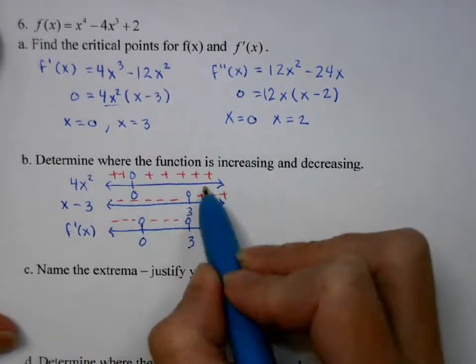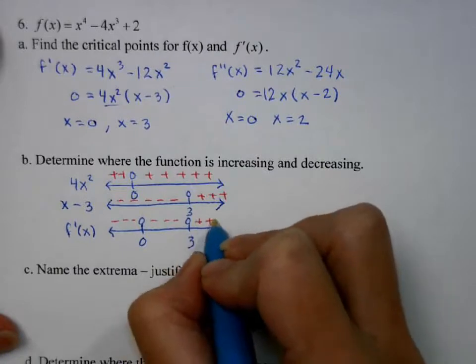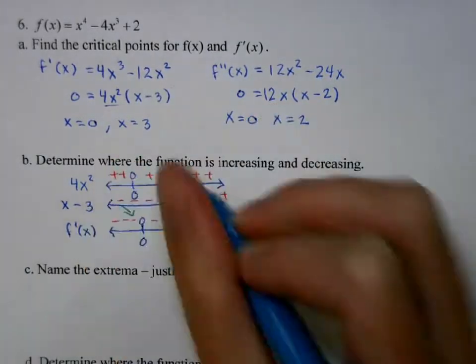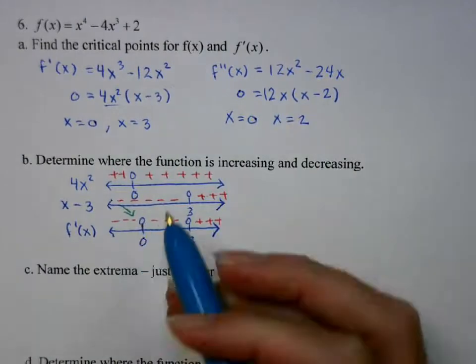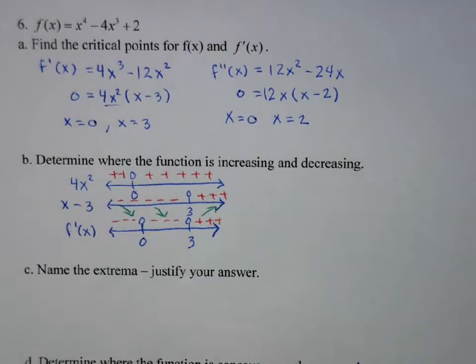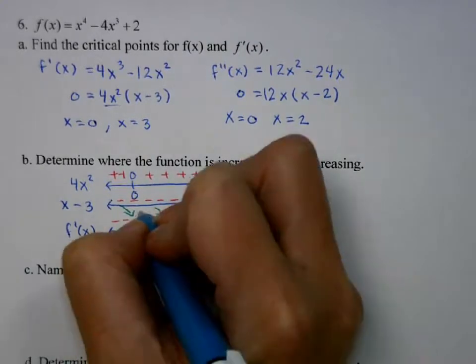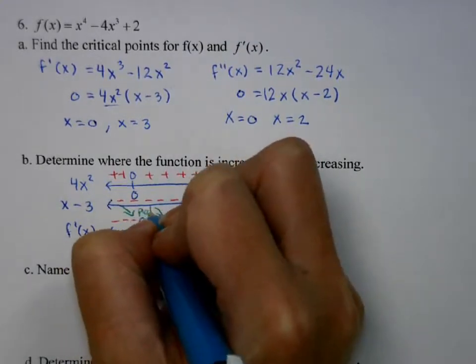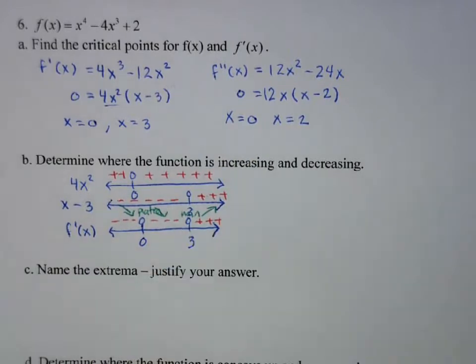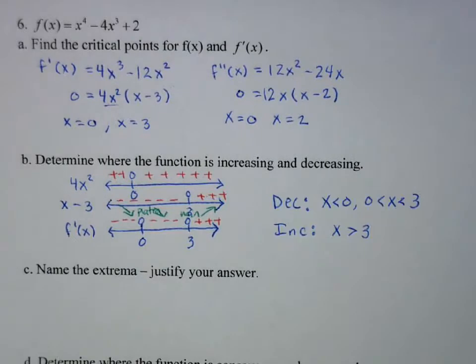So this graph is decreasing. Then it actually hits a plateau here. Decreasing, then increasing. So this is a plateau. And here we have a minimum because it's going to go down and then up. So this graph is decreasing when x is less than 0 and between 0 and 3, and it's increasing when x is greater than 3.